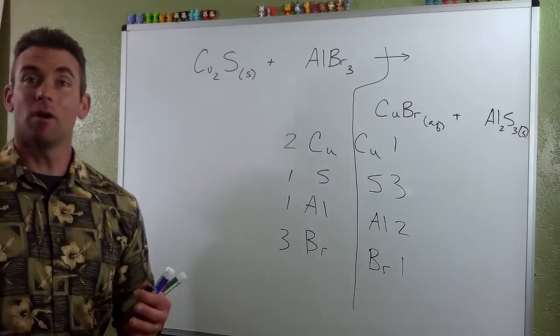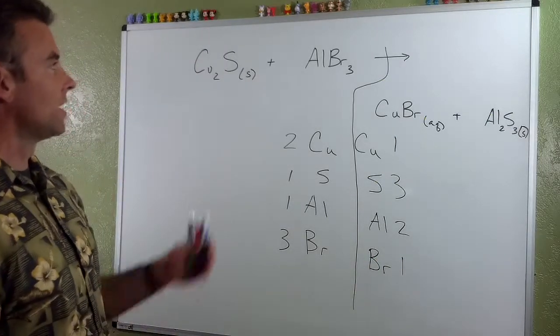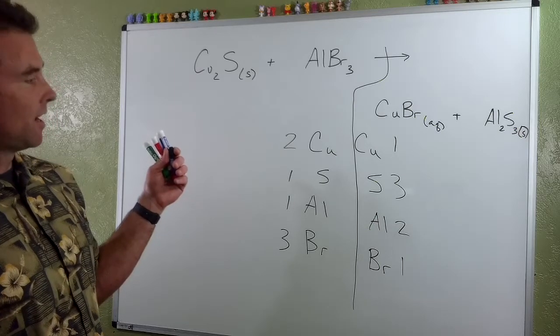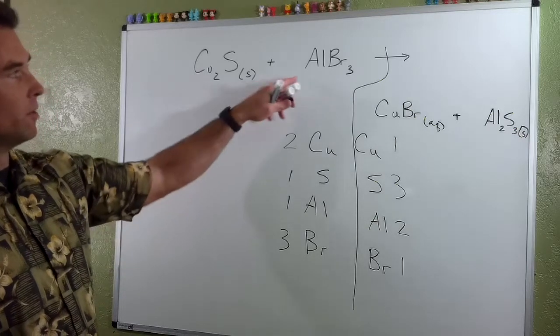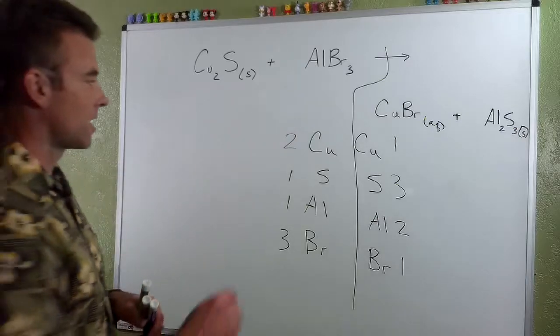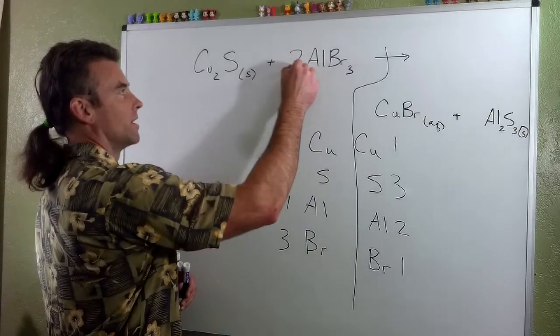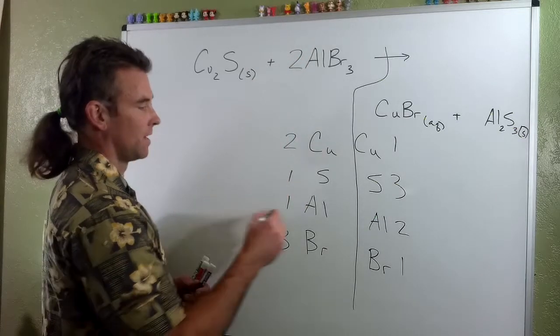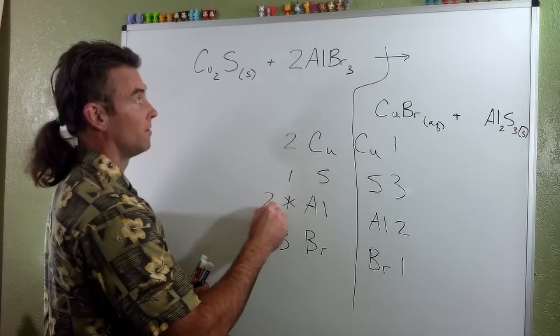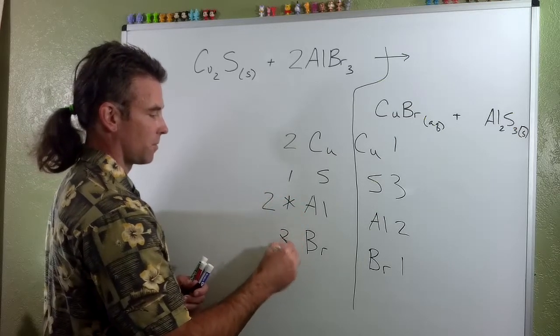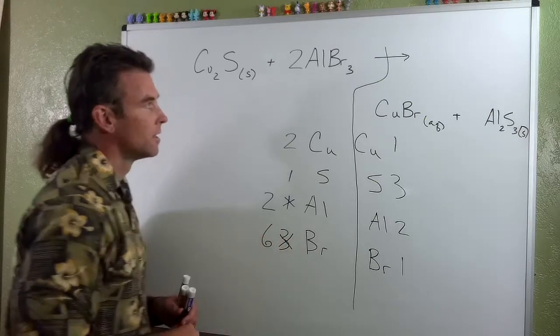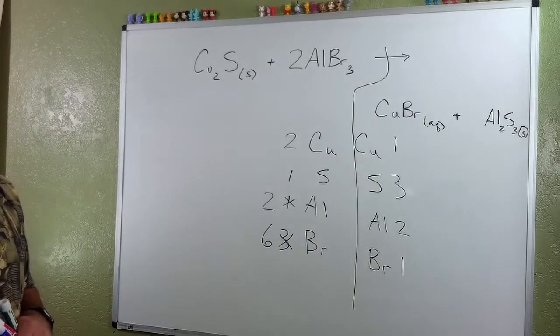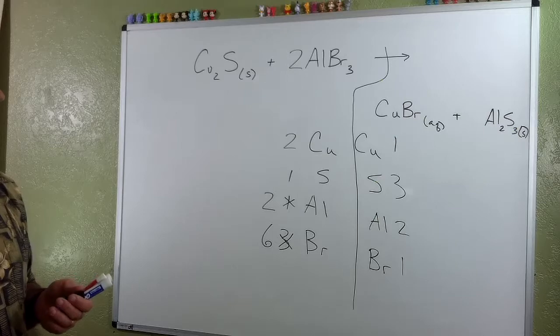We can start anywhere we want. Let's just kind of pick one. Let's see. I am going to balance aluminum first. See what happens when I do that. So we'll put a 2 there. Now I've changed the number of aluminums, but I've also changed the number of bromines. Okay, so my aluminums are balanced now.